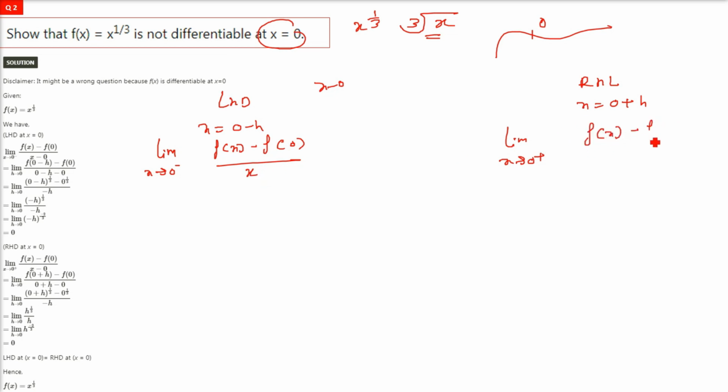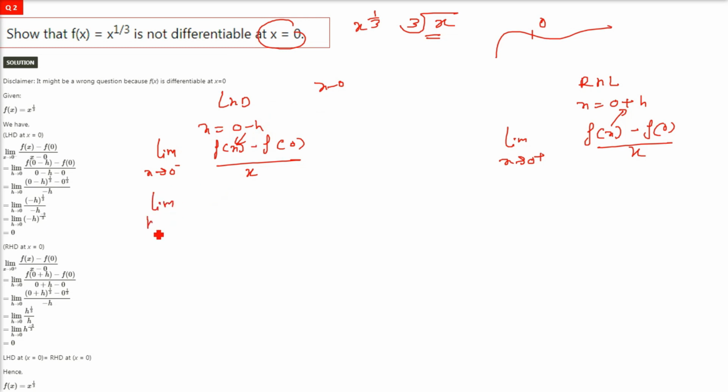I'll write it as x only. Here, f(x) minus f(0) divided by x minus c. c is of course 0, so it will be only x. Now this left hand derivative and right hand derivative, f(x) is what? For the left hand derivative, you just replace x by 0 minus h. On the right hand derivative, replace it by 0 plus h.